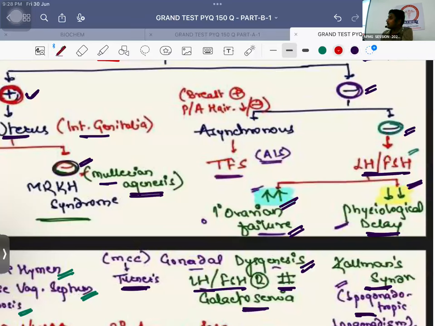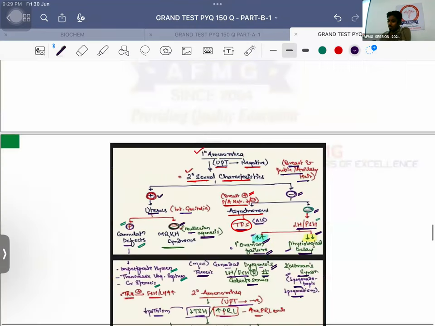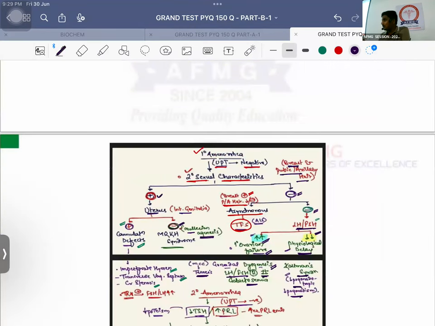If the secondary sexual characteristics show asynchronicity, what is that? That means breast is large, feminine, developed, but the pubic and axillary hairs are absent. That is a case of testicular feminization syndrome or androgen insensitivity syndrome. So if you want to get primary amenorrhea right, draw this table by your own at home once or twice, and it will be very easy to make your diagnosis. Okay?